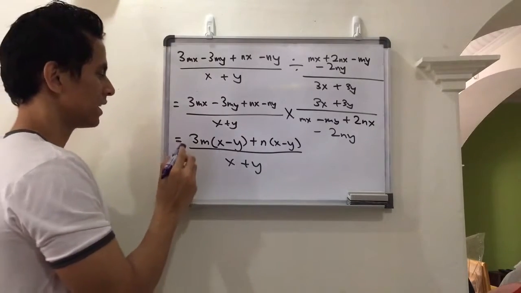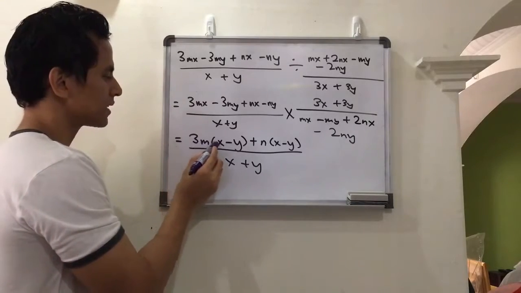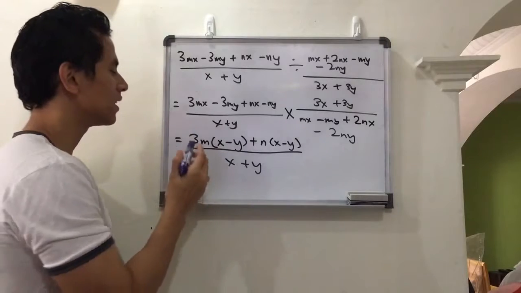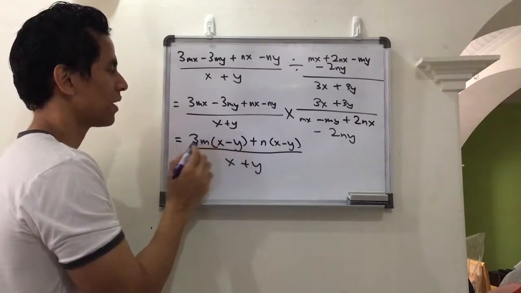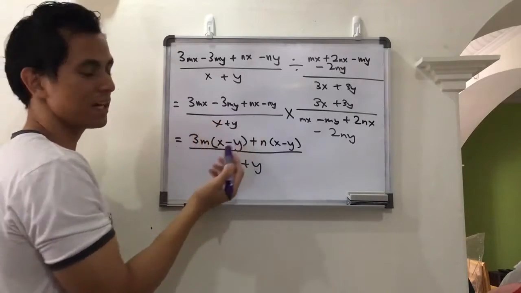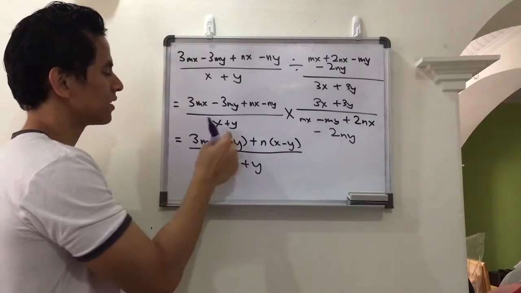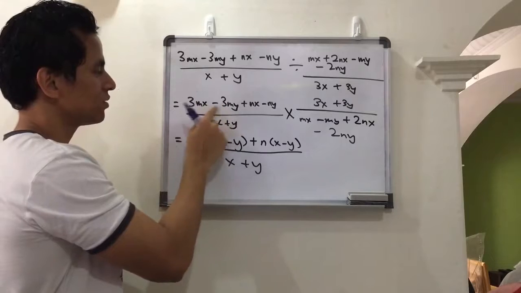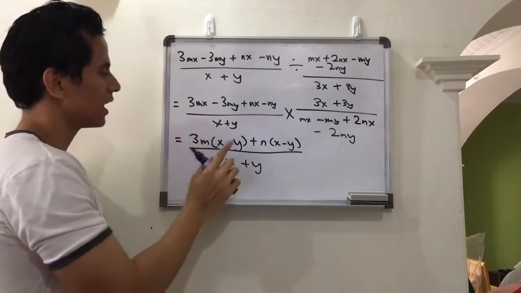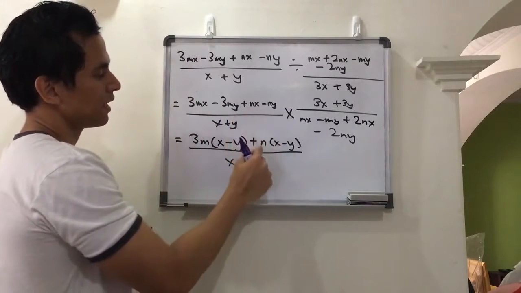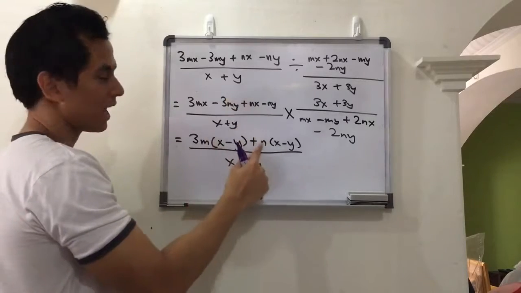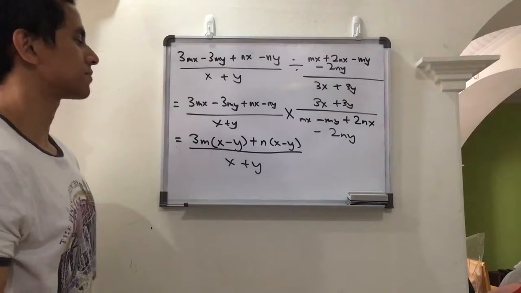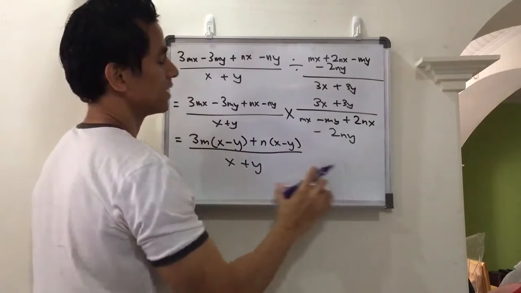Okay, what I've done, 3m times x. Doesn't this give us 3mx? Yes, it does. And 3m times negative y. Does it give us negative 3my? It does again. So therefore, we're just rewriting these two into this. Okay, and this part here, the same, n times x giving us nx, n times negative y giving us negative ny. Okay, so now let's look at the denominator here.